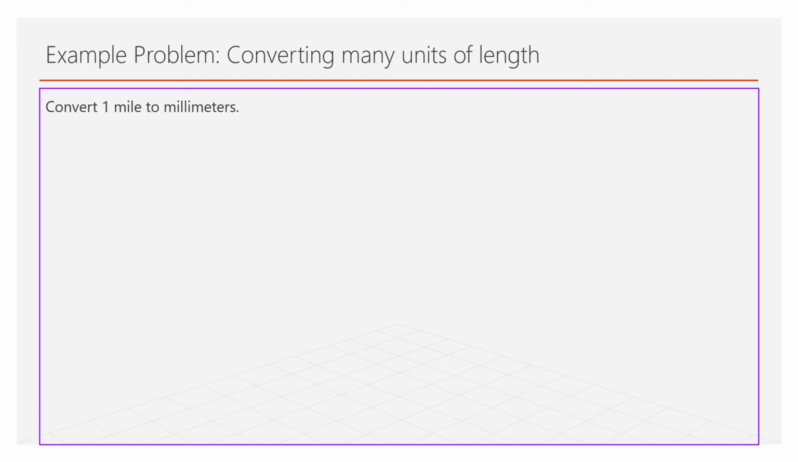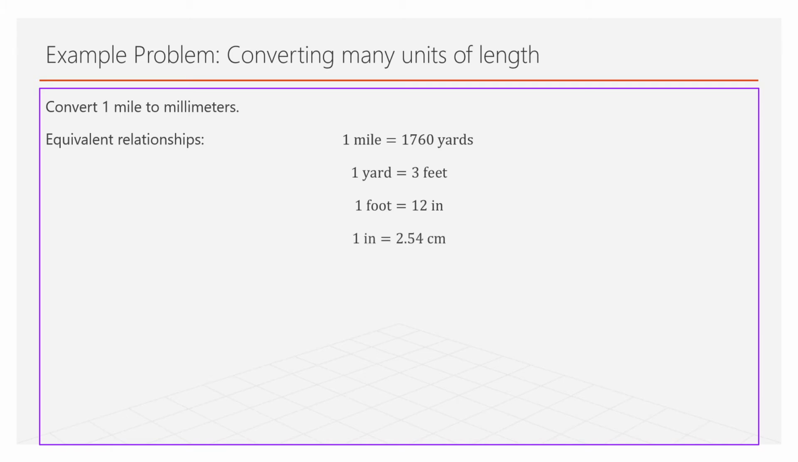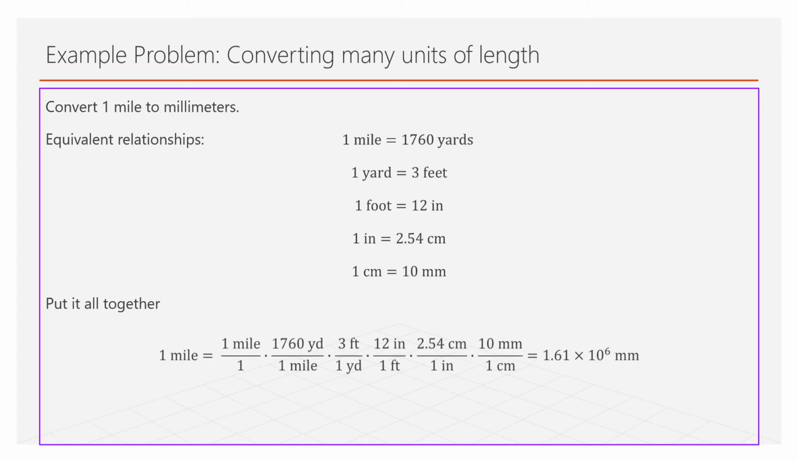First, you must know or look up the equivalence relationships. That is, 1 mile equals 1,760 yards. 1 yard is equal to 3 feet. 1 foot is equal to 12 inches. 1 inch is equal to 2.54 centimeters. And 1 centimeter is equal to 10 millimeters. Then you put it all together. And it looks like this.